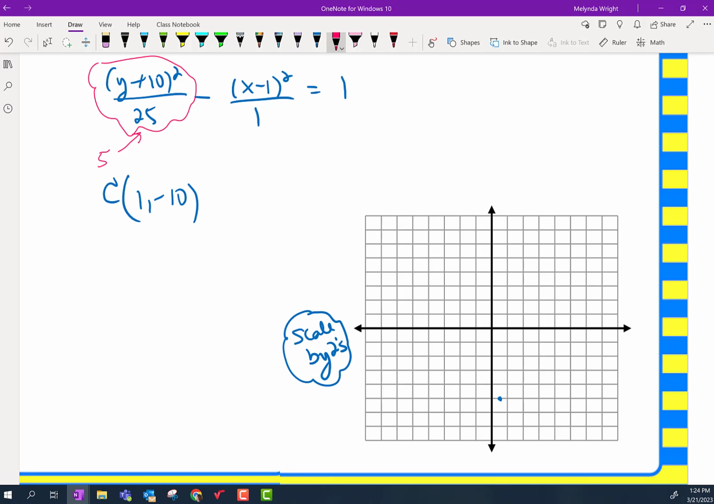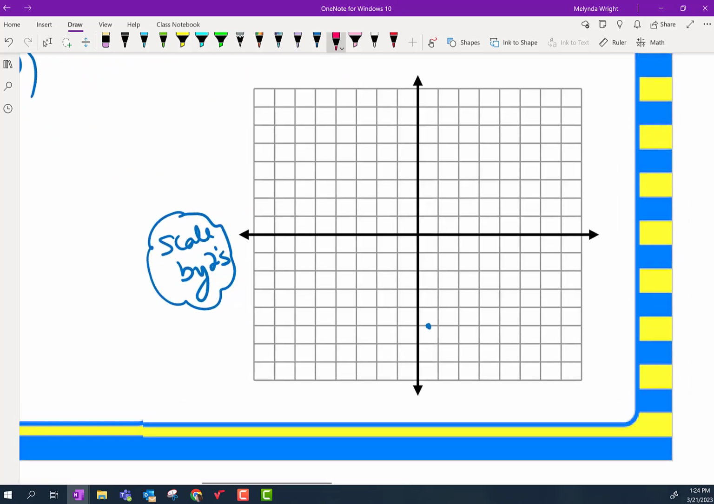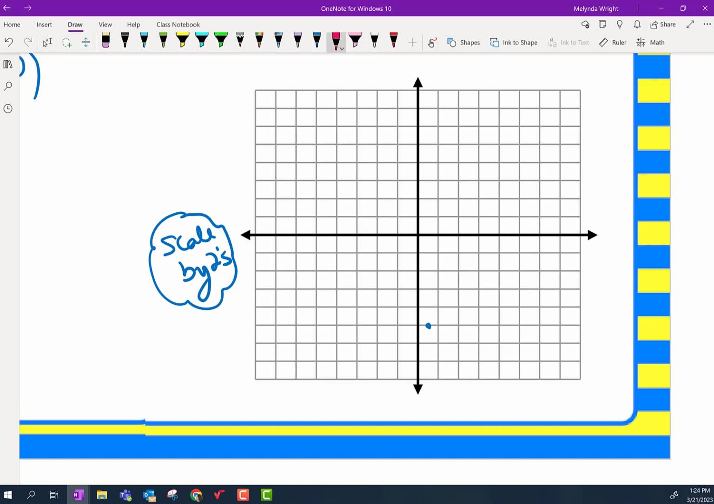Right, this is a vertical hyperbola because the little pieces are going to be facing up and down because y is first. So I'm going to go up 5, which would be 2, 4, 5, and down 5, which would be 2, 4, 5. Those are my vertices. Both of those are vertices.